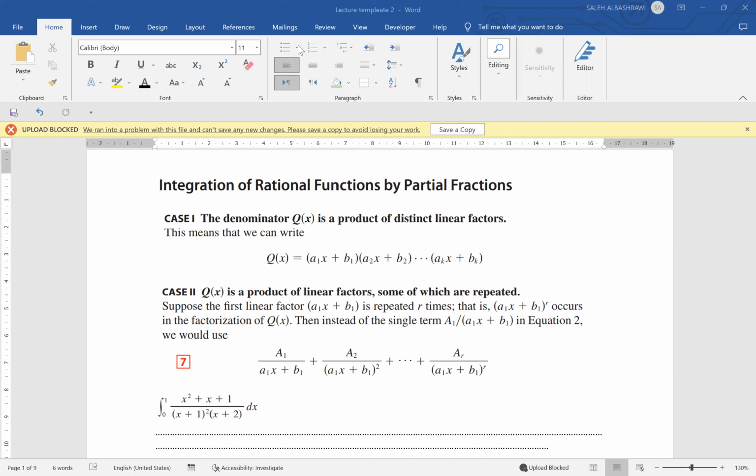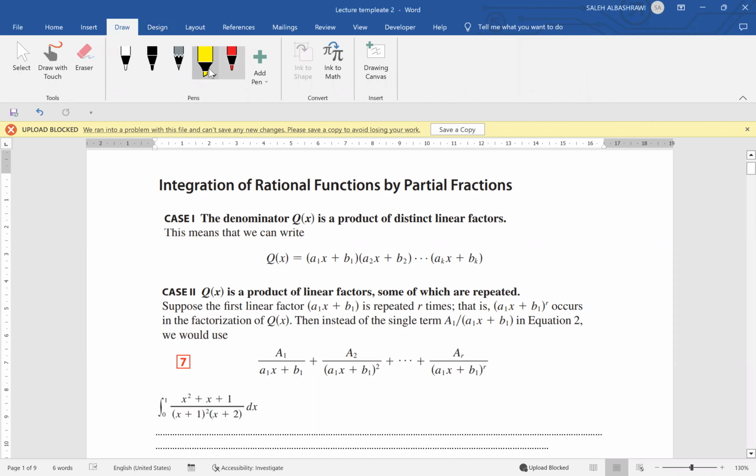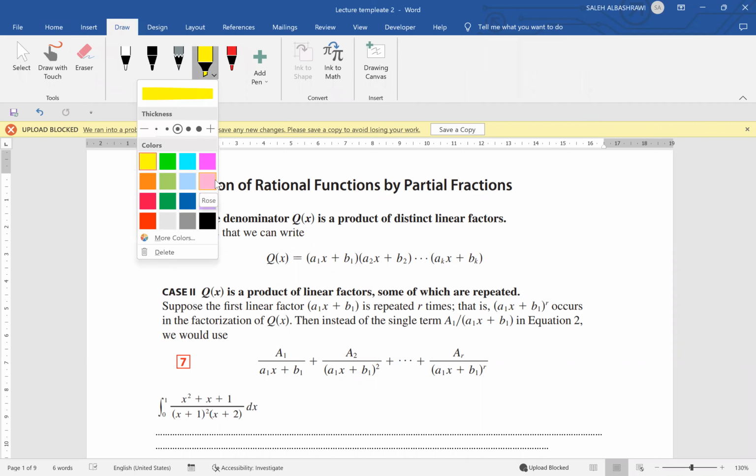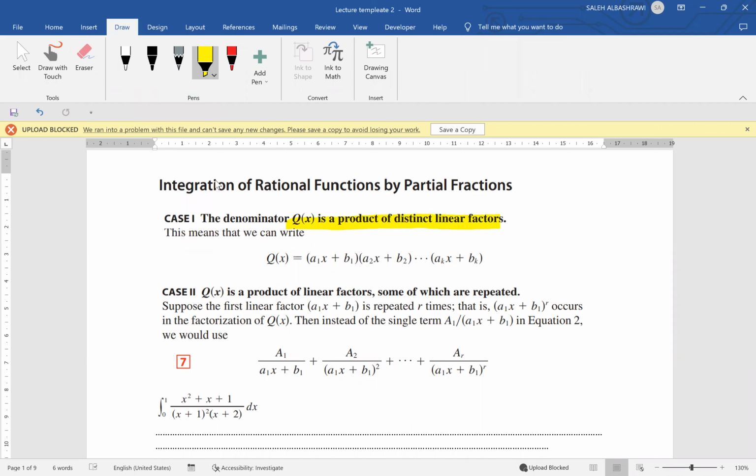Welcome to the second part of this topic, which is integration of rational functions by partial fractions. In the first part, we spoke about the first case, where the q of x, the denominator, is a product of distinct linear factors, and we solved some examples for that case. If q of x is a product of distinct linear factors, where q of x is the denominator of the function, we have f of x equal to p of x divided by q of x. So that was the first case: we have distinct linear factors.